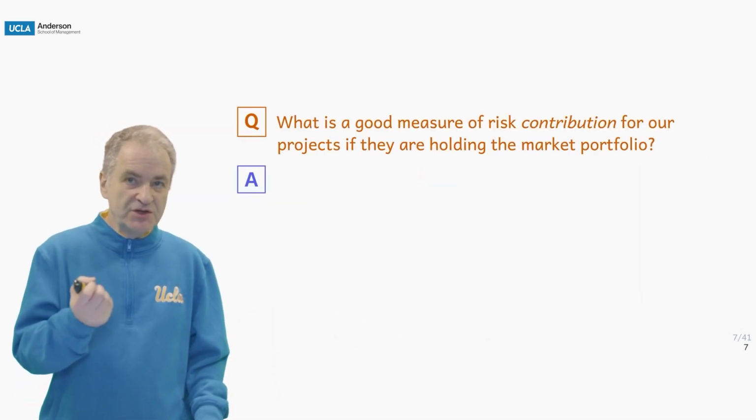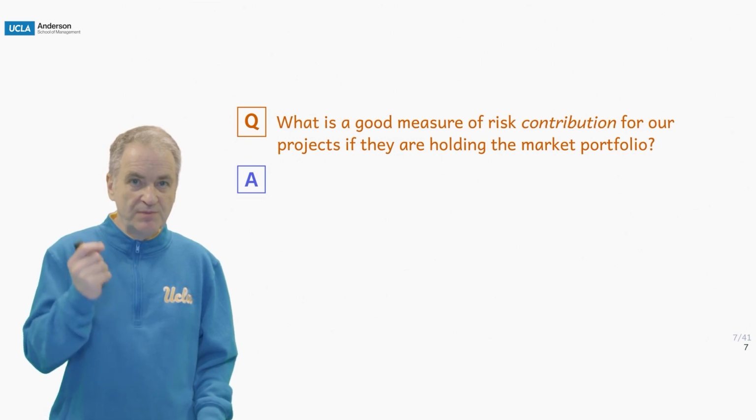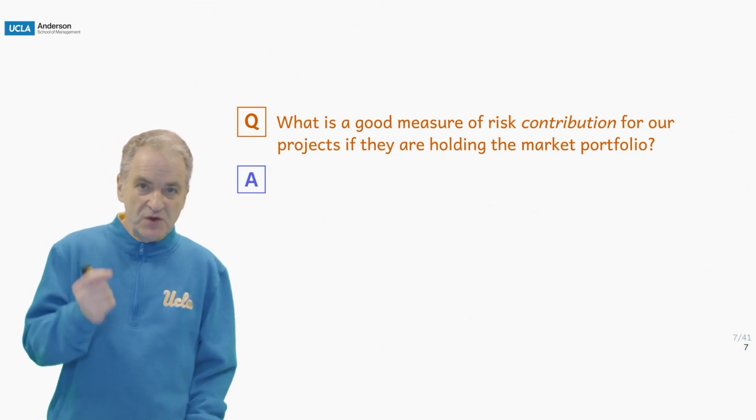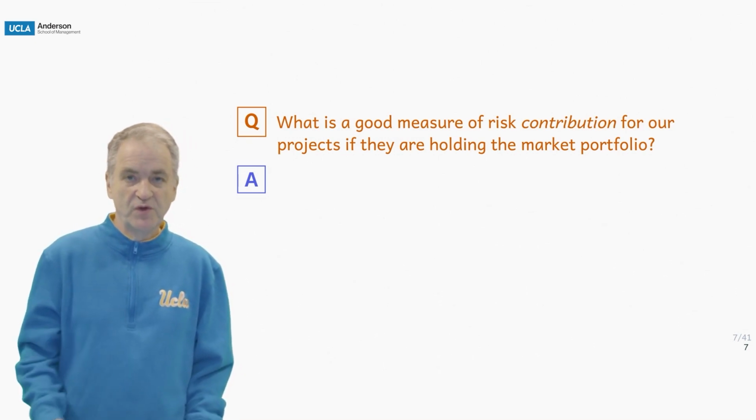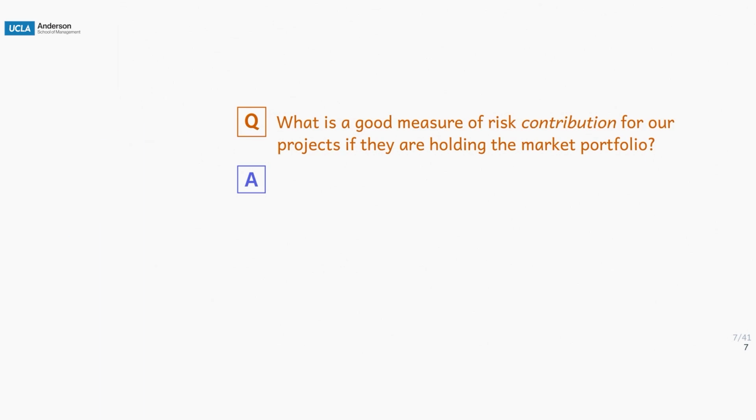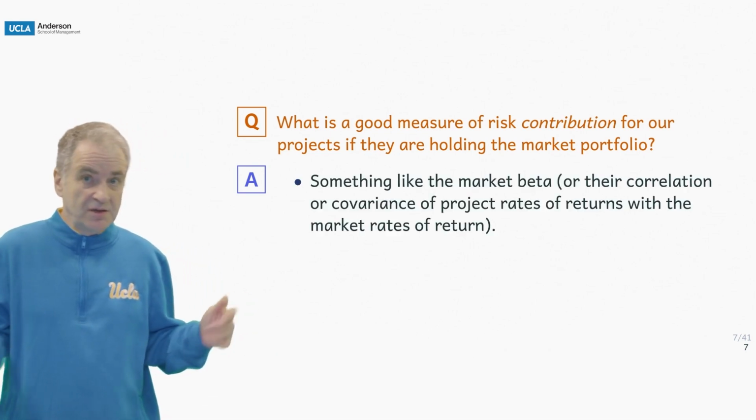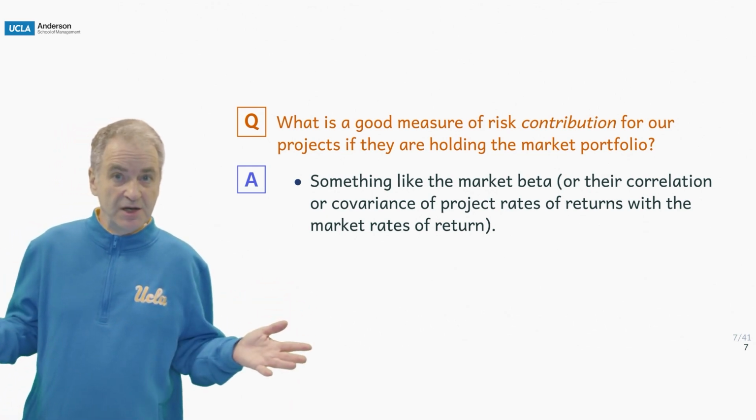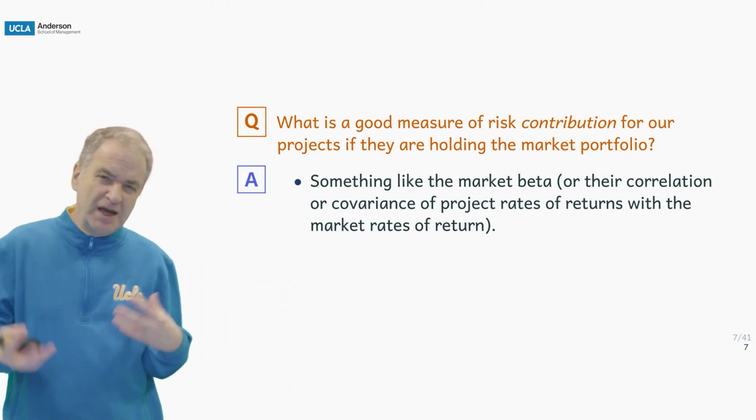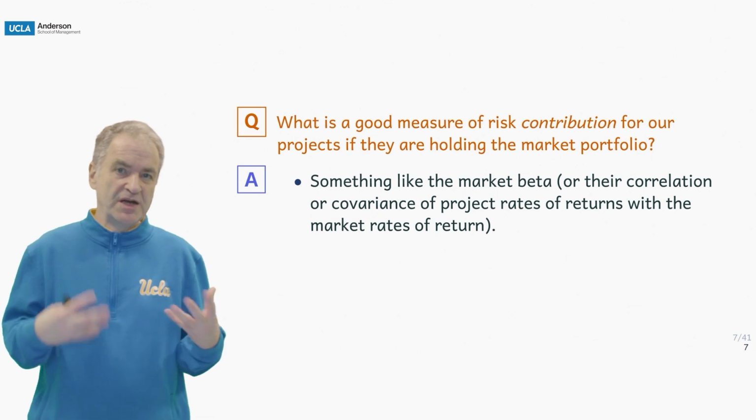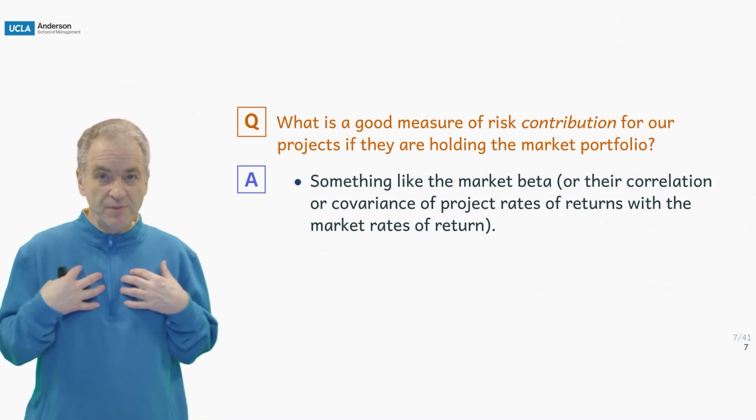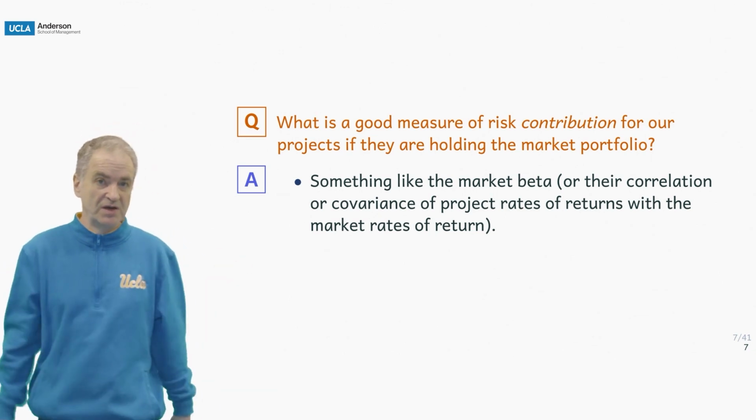What is a good measure of the risk contribution for our projects if you are holding the market portfolio? Please pause this video now, answer the question on a piece of paper, and then continue. Well, that we've already done, like two chapters ago, something like the market beta, which is sort of a renormed version of the correlation and covariance of our project's rates of return with a market rate of return.